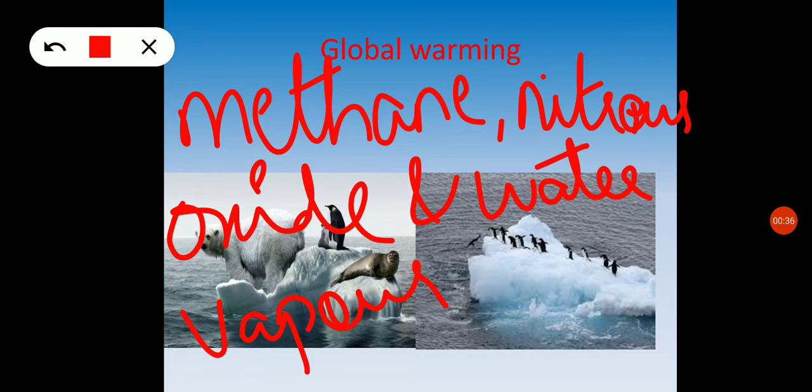Okay, so this global warming has become a major concern for governments all over the world. Many countries have signed an agreement to reduce the emission of these greenhouse gases. One such agreement is the Kyoto Protocol.